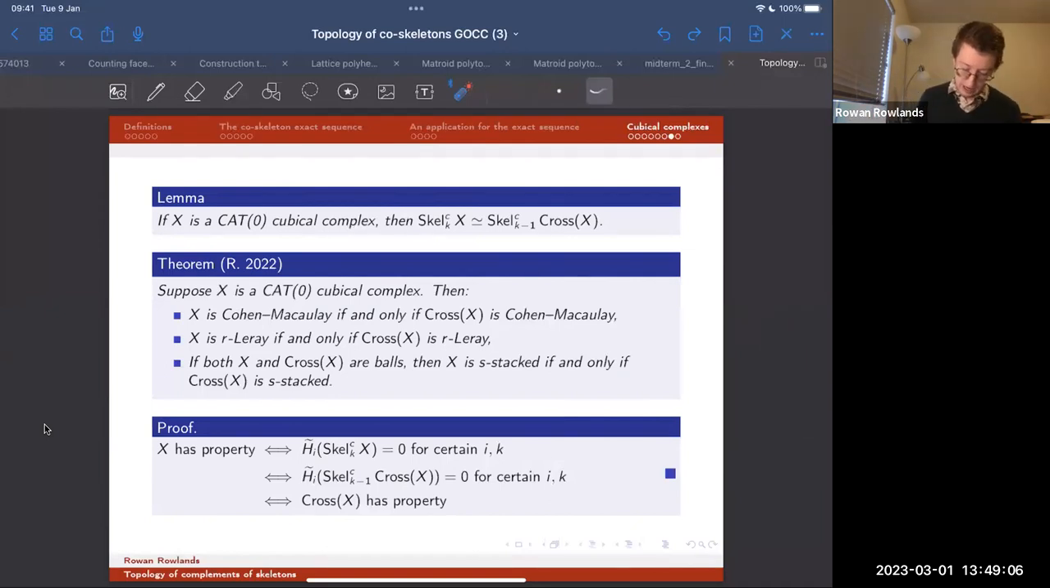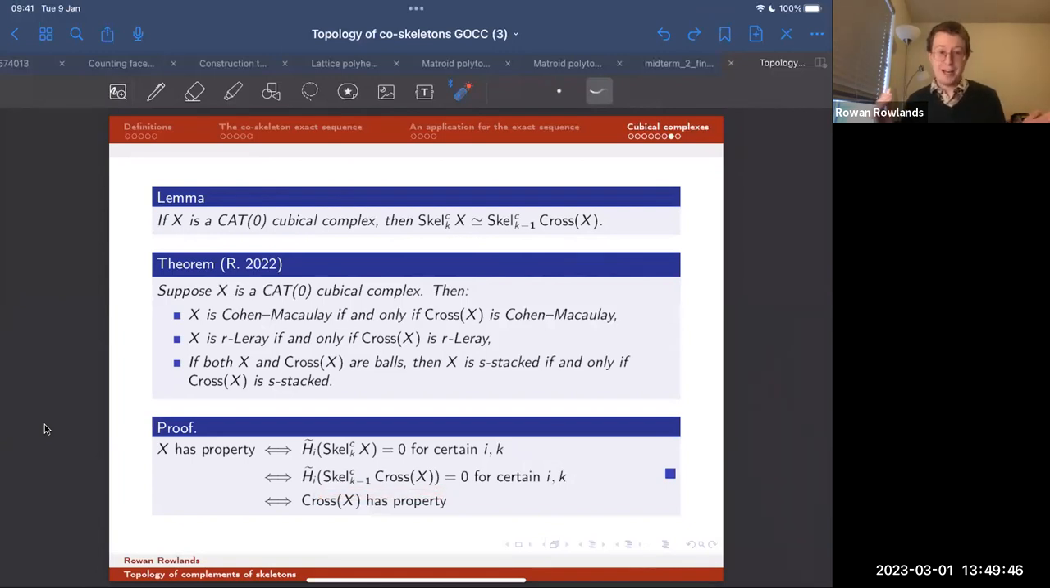Here's the proof. We characterized what it means for X to have each of these properties in terms of the homologies of co-skeletons being 0 for some range of i and k. That range depends on the property, but there's some range of i and k where it's equivalent to the kth co-skeleton being 0. But according to this lemma we had on the previous slide, the kth co-skeleton of X is homotopy equivalent to the (k-1)th co-skeleton of its crossing complex. And homotopy equivalent spaces have the same homology groups. So we can replace this co-skeleton of X with the co-skeleton of the crossing complex.